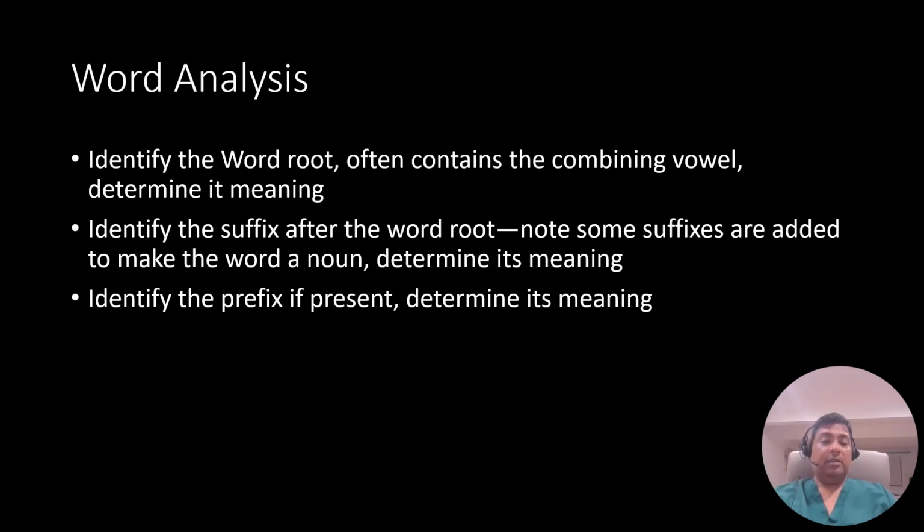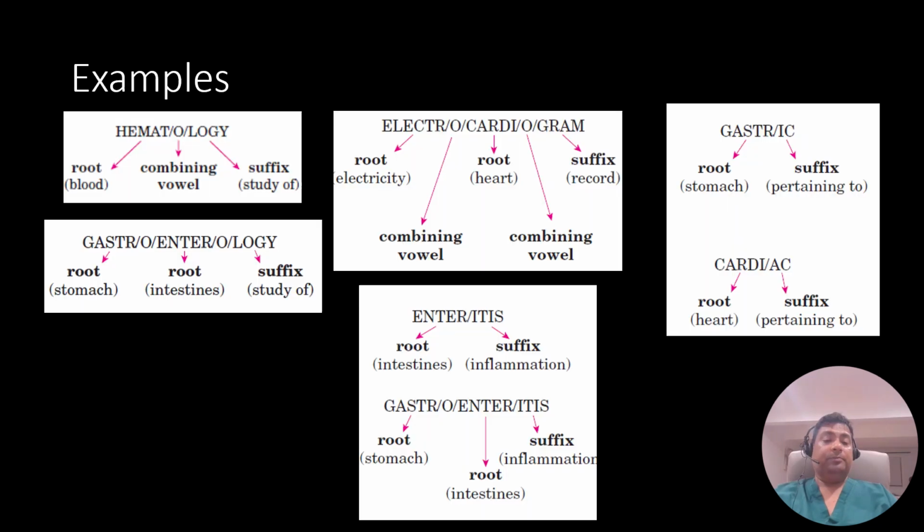Let's take a look at how we analyze medical terms. We identify first the root that often contains the combining vowel, and we determine its meaning. We identify the suffix after the word, noting that some suffixes are added to make the word a noun, determine its meaning, and if there's a prefix present, we also determine its meaning. When we read the meaning of a medical term, we often start from the back. That will become clear with the following examples.